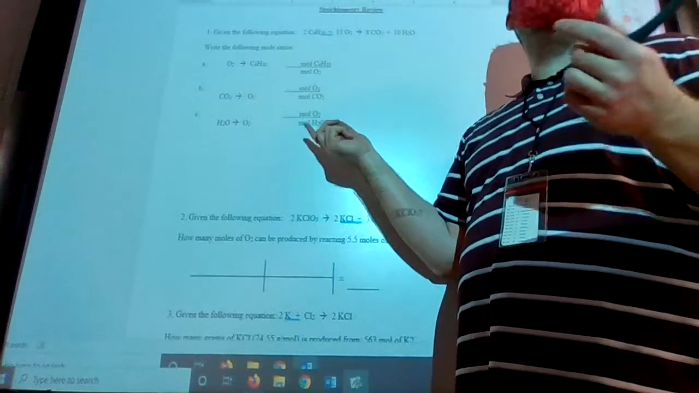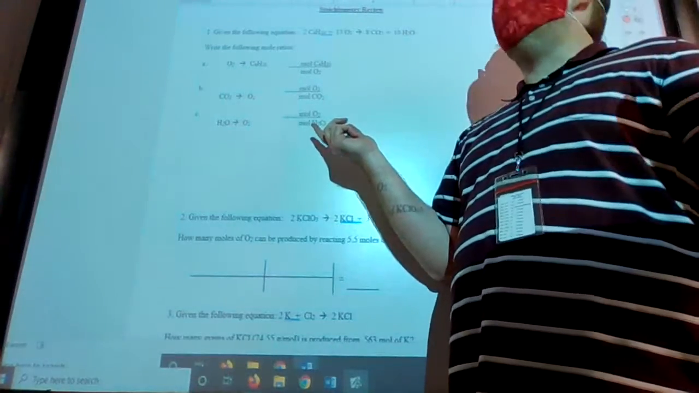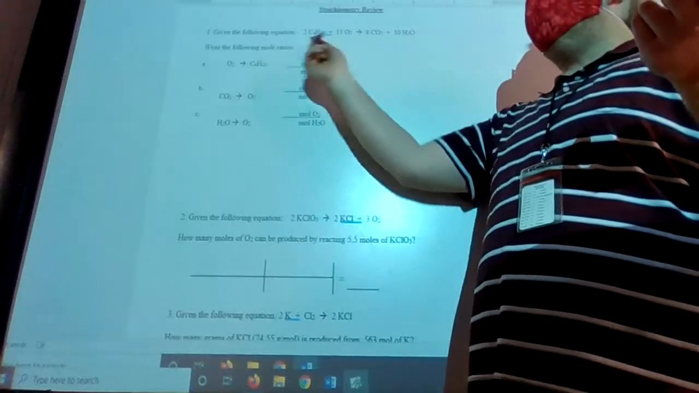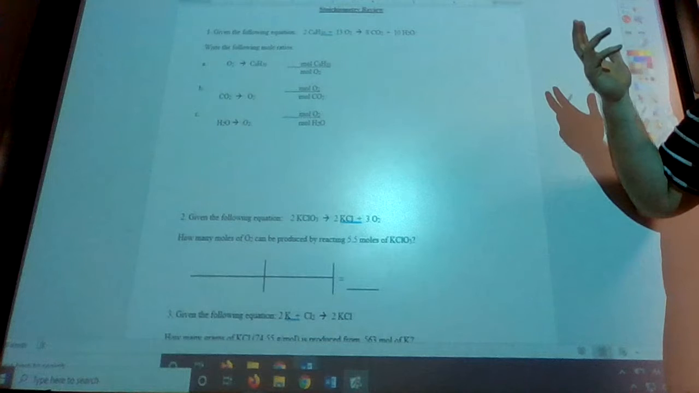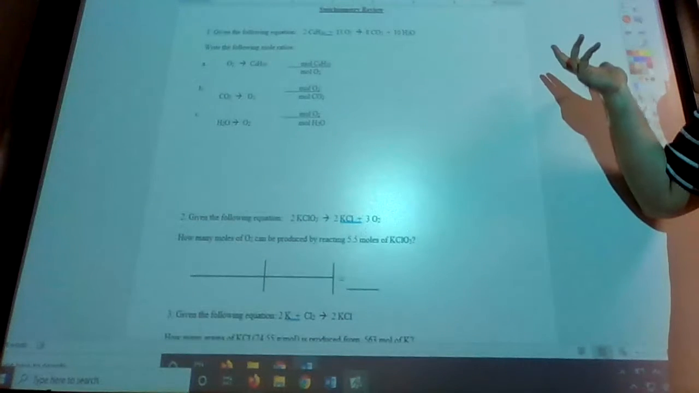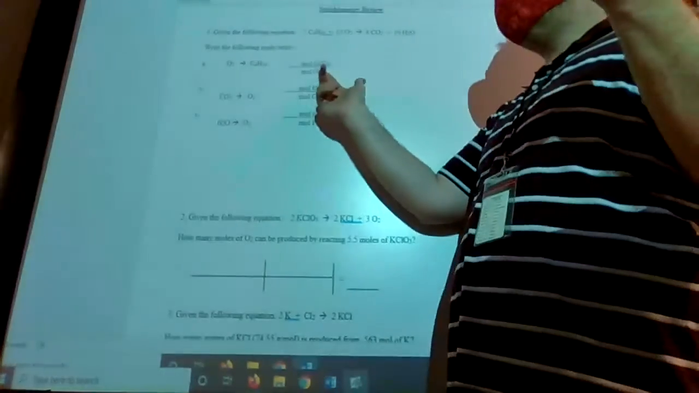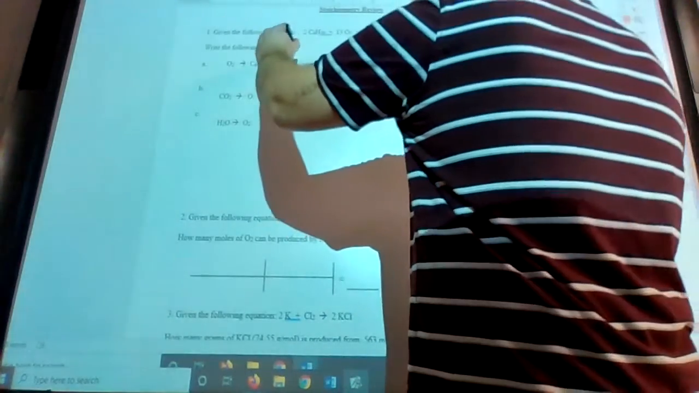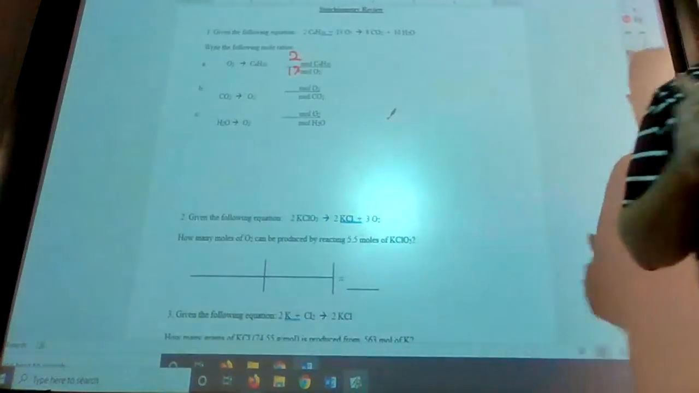And the real question is, what are they missing? The numbers. They're missing numbers. And where do I get the numbers from? The equation. The equation's already balanced. You can see there are coefficients there. I just need to go in and put my coefficients in as my mole ratio. So this first one, C4H10 over O2, what are my coefficients? Yeah, 2 over 13. Boom. And that's all I'm looking for.